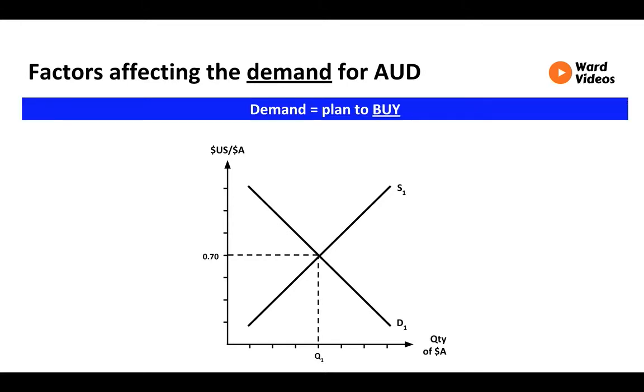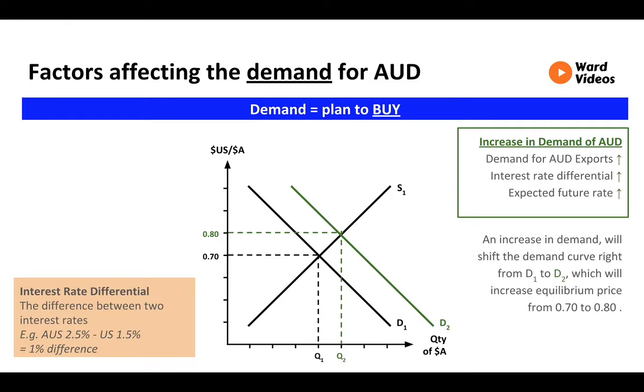Demand is when people plan to buy the currency. An increase in demand will shift the demand curve right from D1 to D2. This will increase the equilibrium price, in this example, from 0.7 to 0.8.